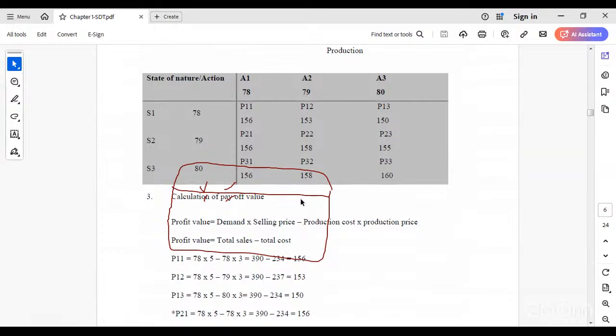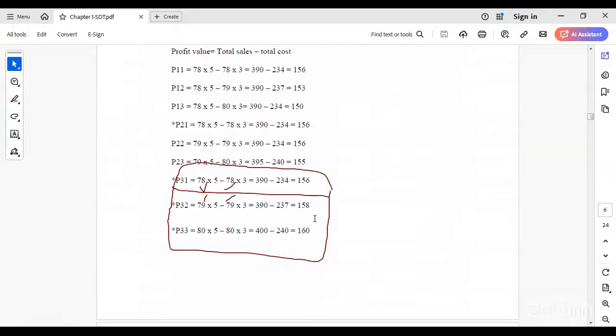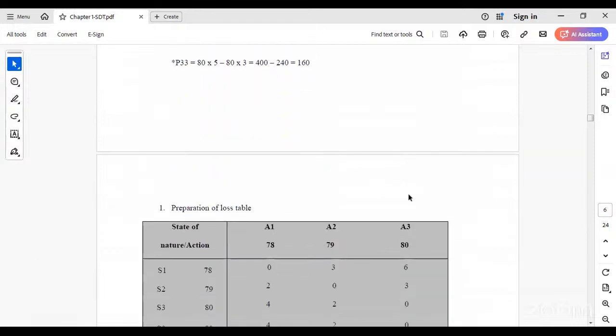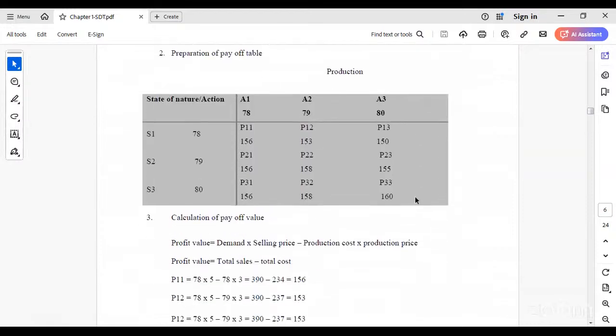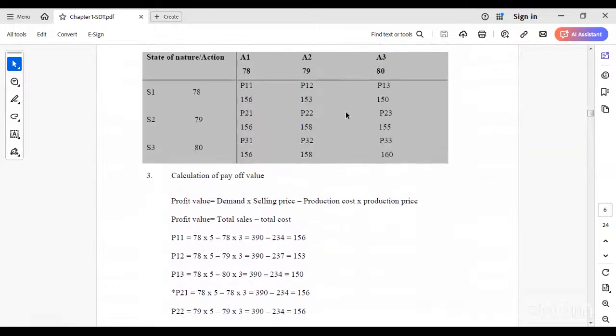See, demand is 79 but the supply is 79, but demand is 80. So however many products are available, only those products we are going to sell. We will not create additional products. So in this way the problem is there. This is the payoff table. After getting all these values, simply write here 156, 153, 150, 156, 158, 155, 156, 158, 160. So demand into selling price minus production cost into production price.